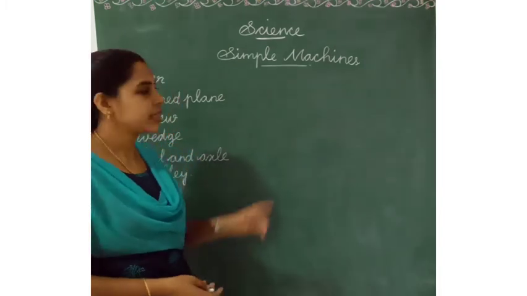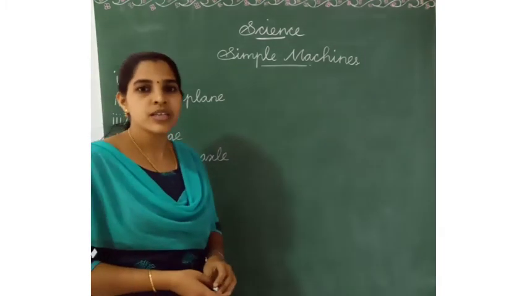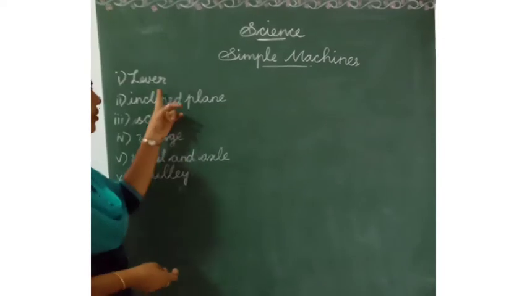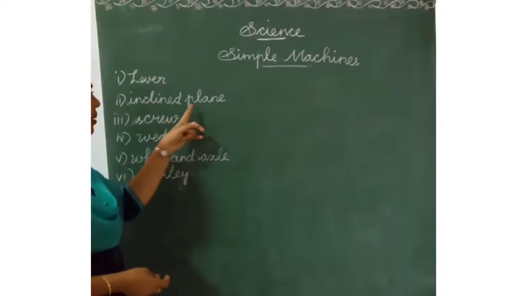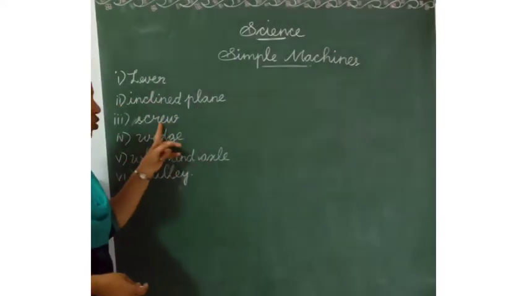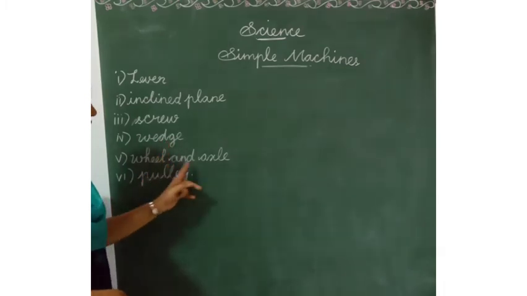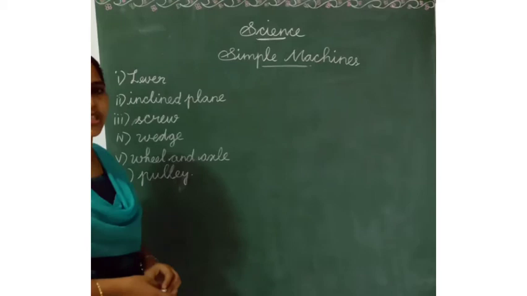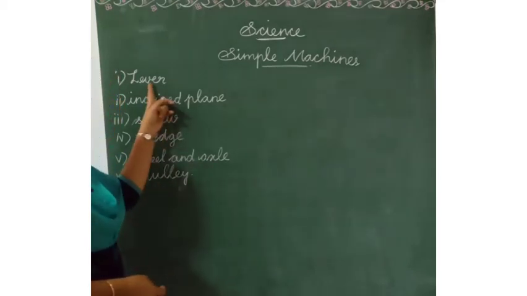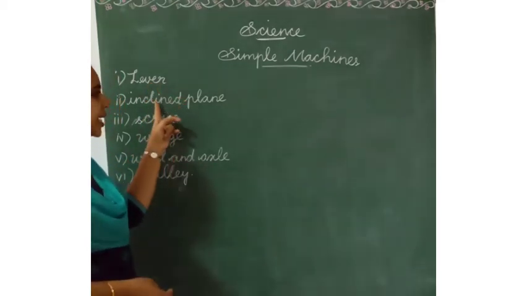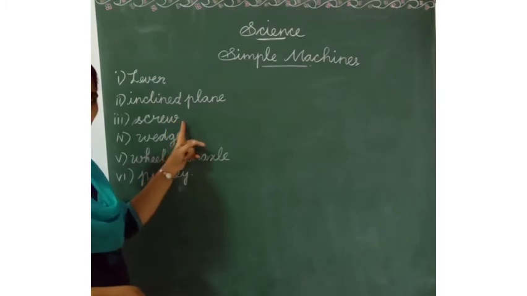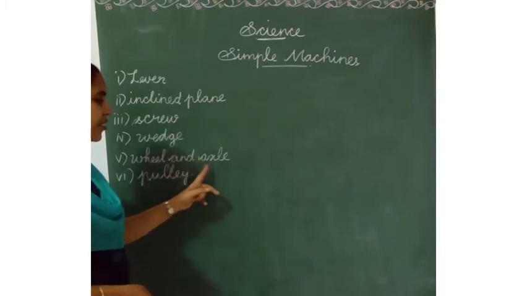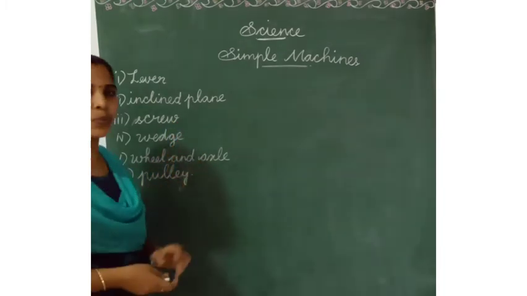These simple machines are of six types. What are they? Lever, inclined plane, screw, wedge, wheel and axle, and pulley. Simple machines are of six types: lever, inclined plane, screw, wedge, wheel and axle, and pulley.